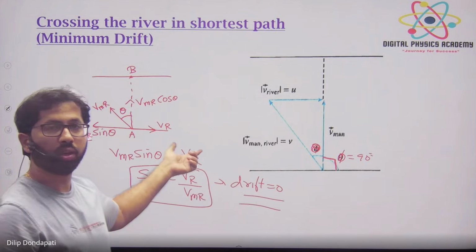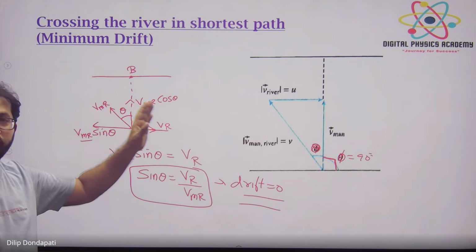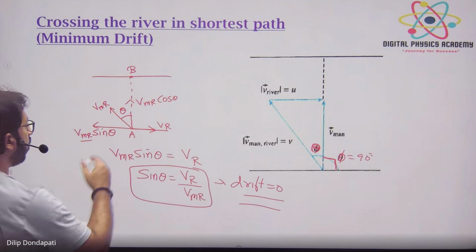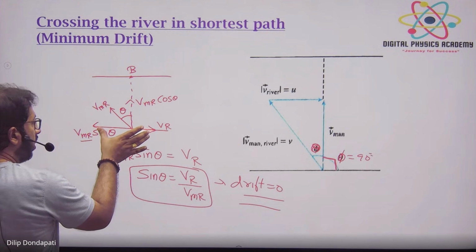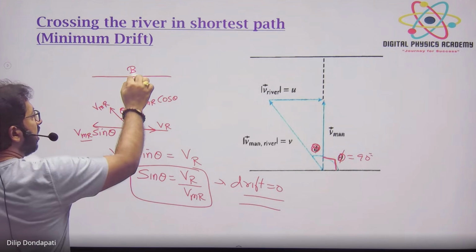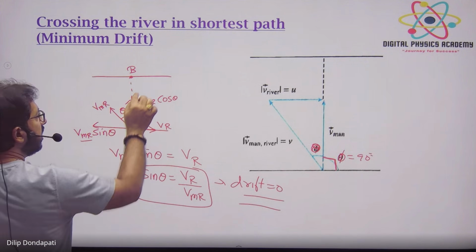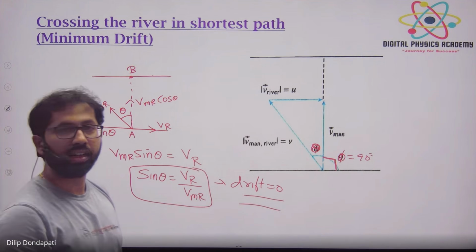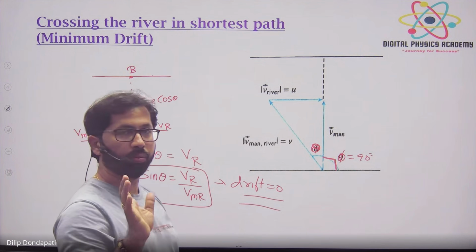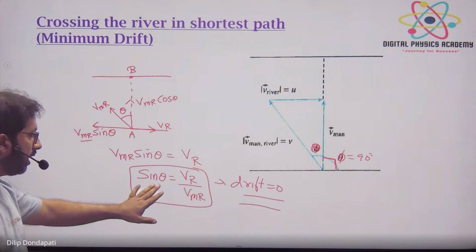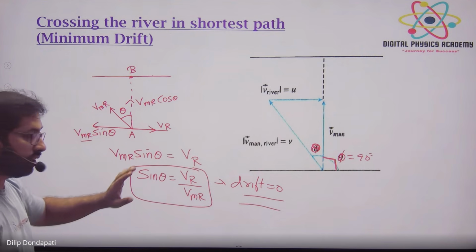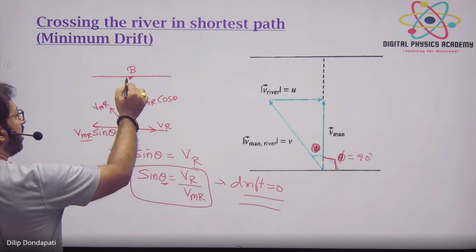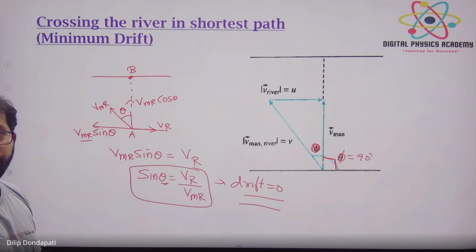If VR is slightly greater than this, how much will the minimum drift be? That also sometimes they ask. If VR is equal to VMR sin theta, then only he will reach exactly here. If VR is greater, he will reach somewhere here, and that drift he will ask. Understand? So that means if we go with this angle initially, he will reach exactly in the opposite direction. That is the only conclusion.